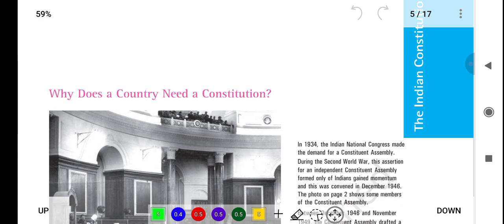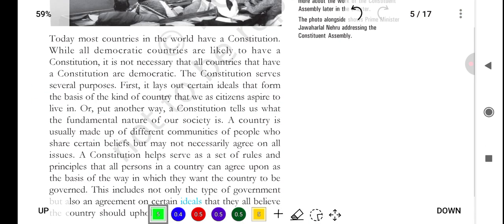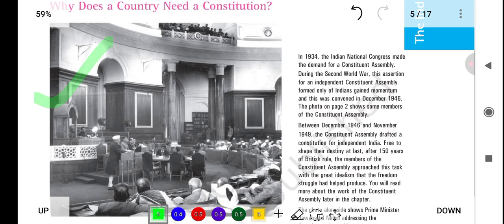The next page, why does a country need a constitution? You can see the picture over here. So most countries have a constitution which serves several purposes. It outlines ideals for a country's society, outlines rules and principles for government, and binds citizens to a common belief system, ensuring democratic governance.